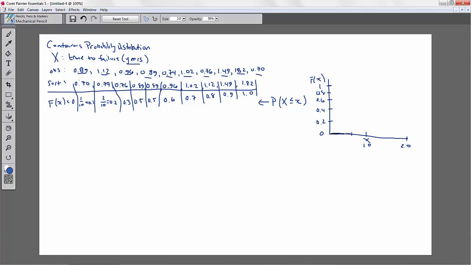Anything less than about 0.7, we didn't see any data. So the probability that the random variable takes on one of those values is 0. And at our first observation, 0.7, our smallest observation, our probability jumps up to 10% or 0.1. And it stays there until our next observation, which is 0.74, when it rises up to 20%. And then at our third observation at 0.76, it jumps up to 0.3.